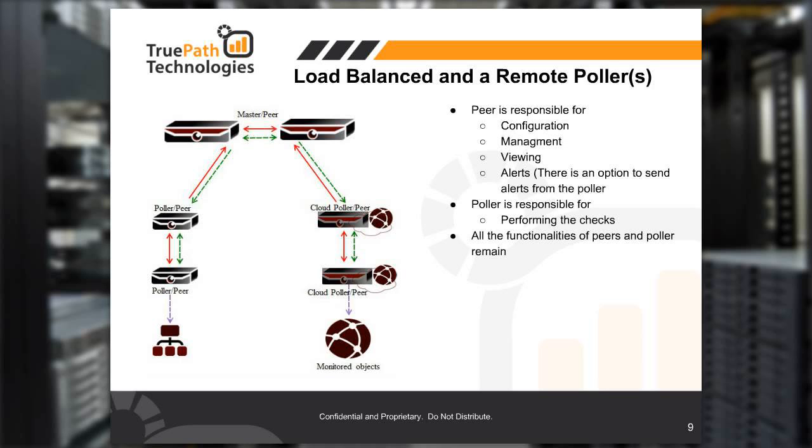Here's load balance with the remote pollers. Again, in this case, we have two masters or two peers at the top, and they're communicating to two different locations, bottom left and bottom right, where you have a distributed load for the pollers on site A, let's call it, and then you have another on site B. And again, the pollers are the ones that are responsible for performing the checks on the remote side. And the masters and peers, even when they're load balanced, can still perform local checks if need be.